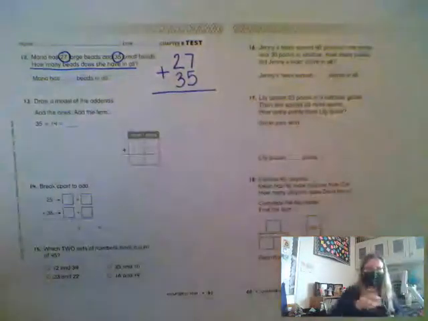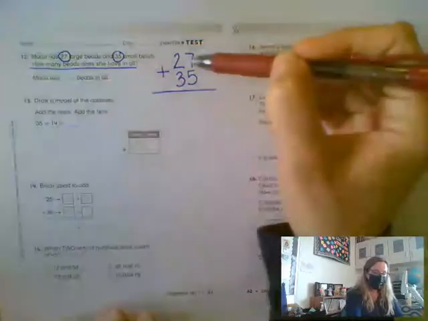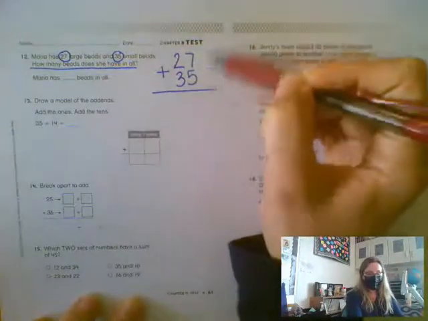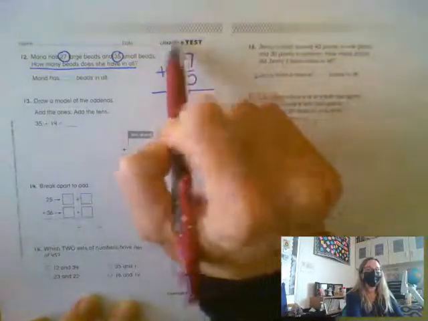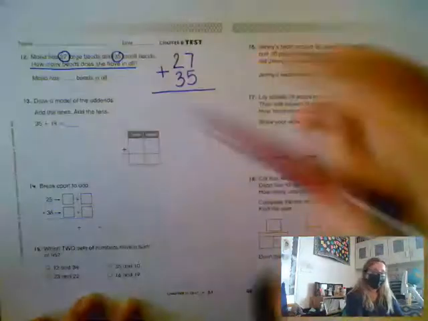Right now, take 27 plus 35, add up 7 plus 5. If you have to carry up your 10, don't forget. And then add 2 plus 3, and if you added a 10. And when you're finished putting your answer here, make sure you write it in over here.